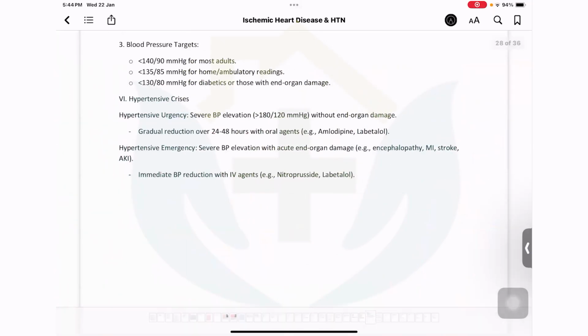So BP targets are 140 by 90 and below for most adults. For diabetics, it is 130 by 80. Hypertensive crises are two: urgency and emergency.